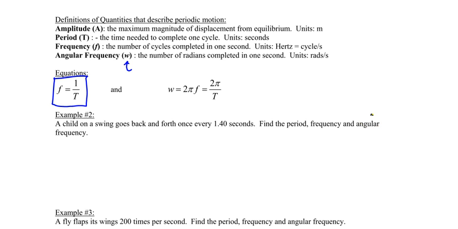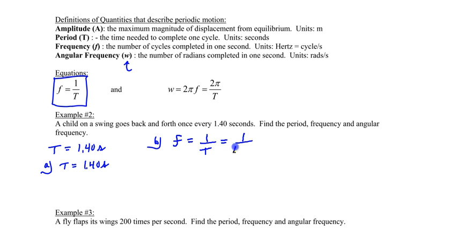So I'll go ahead and write down the given here. We have T equals 1.40 seconds, and we're trying to find, in part A, what is the period, which is actually given. That's 1.4 seconds. And B is asking for the frequency, which is 1 over the period. So that's 1 divided by 1.4 seconds, which gives you 0.714 hertz.